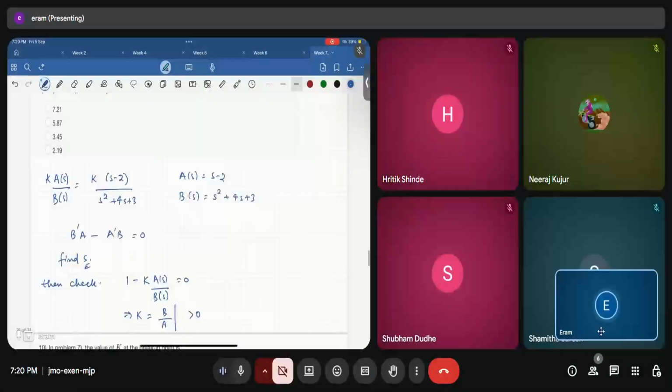So you can see here, earlier when we were dealing with negative feedback, this condition was k equal to minus b by a, but now here we have k equals to b by a because we have positive feedback. So these little things you have to carefully observe.